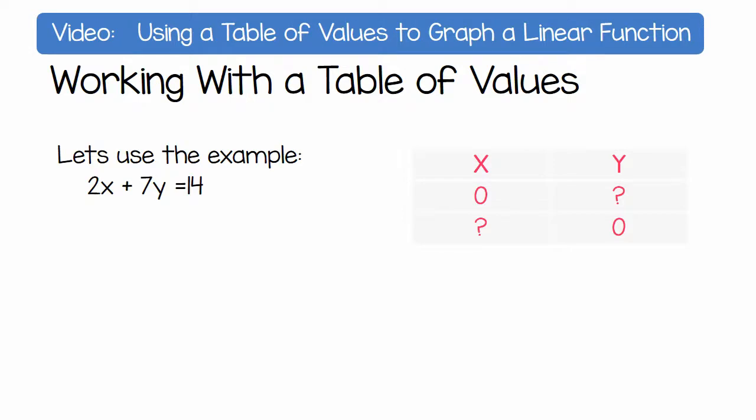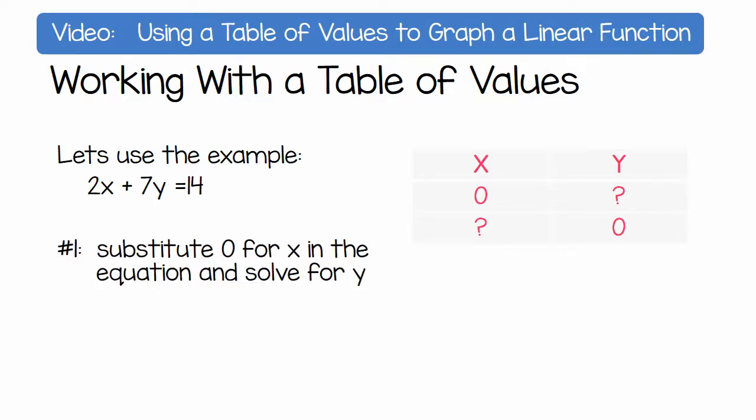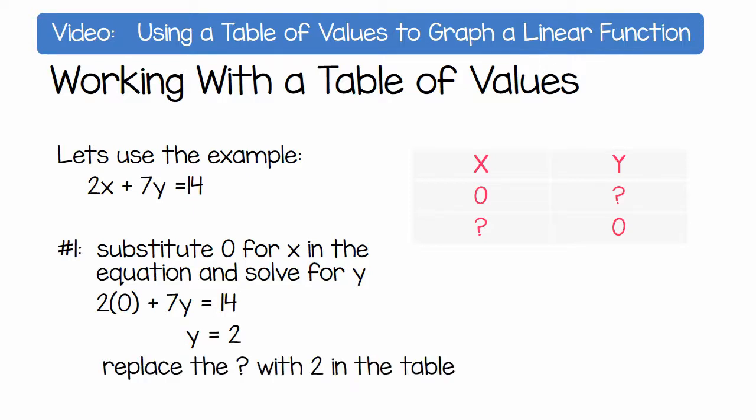But we need an example, and here happens to be one. 2x plus 7y is 14. Let's start by substituting 0 for x into the equation and solving for y. 2 times 0 plus 7y is 14, so y must be 2. Now we will fill in the question mark with the value of 2 in the table.